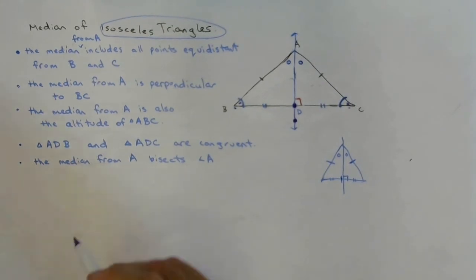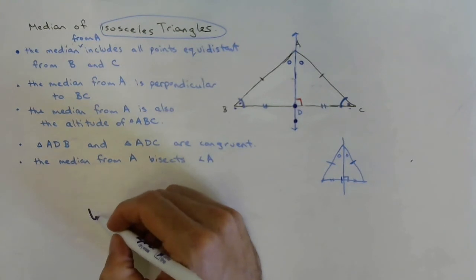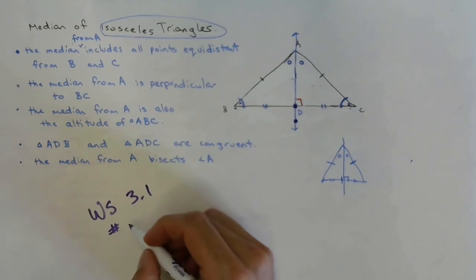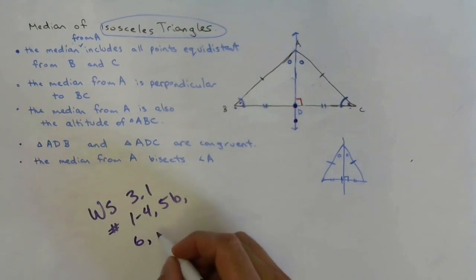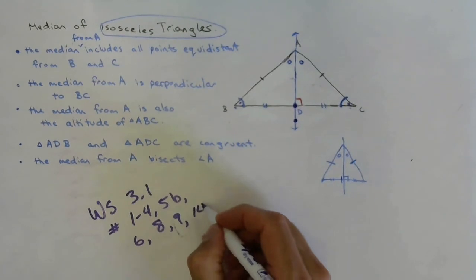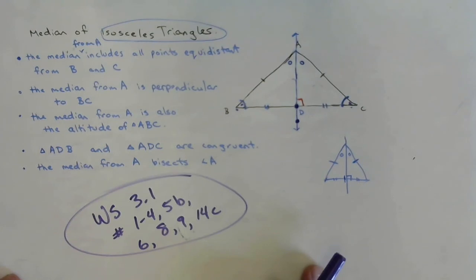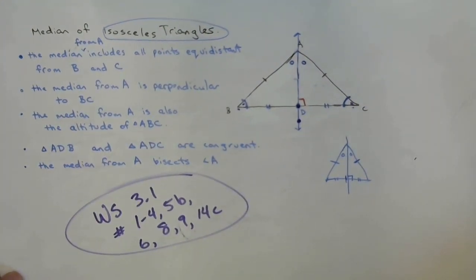Your practice problems for 3.1 are in the booklet that you have. It's in your student booklet. It's worksheet 3.1. You are responsible for working through 1 through 4, 5b, 6, 8, 9, and 14c. Some of them are not super easy. It's a lot more thinking and writing and explaining, drawing diagrams, that kind of stuff. So work through it carefully and try to memorize the things that you're learning, the properties that you're learning.